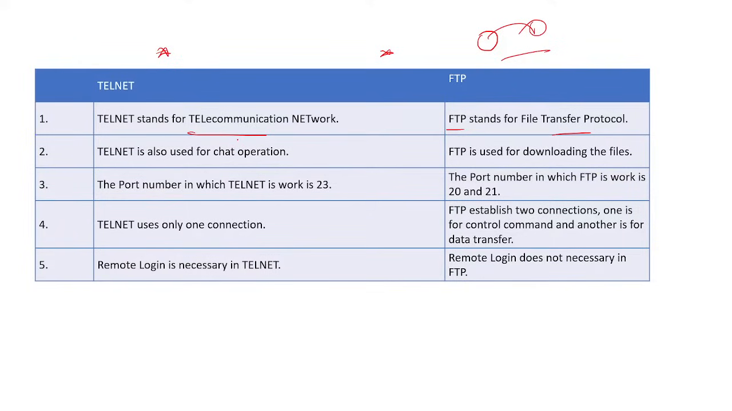Telnet is used for chat operation. The port number of Telnet is 23 and the port numbers of FTP are 20 and 21. Telnet uses one connection. FTP establishes two connections, one for controlling the command and another for the data transfer.